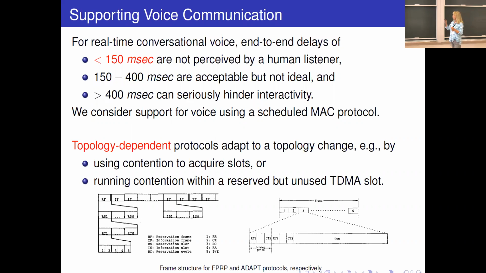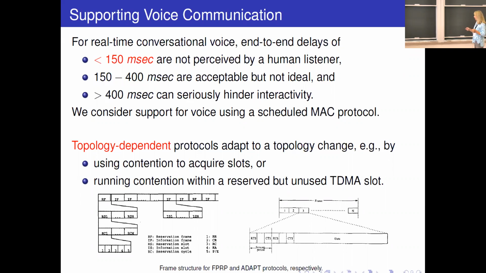Now, one way to handle topology changes, so nodes moving in the network in ad hoc networks, is to become aware of the topology. So the strategies are dependent on the current topology. Some of the schemes that are used are, for example, Scott Corson and his student Zhu came up with this idea that you could do some contention and then follow that by a slotted schedule. So you can alternate between a contention-based scheme and a scheduled scheme.